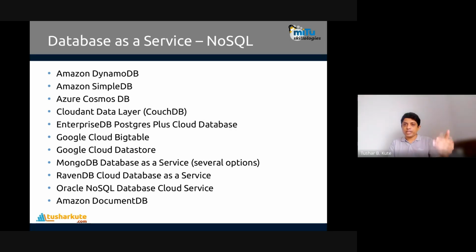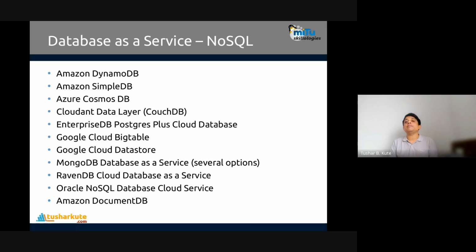Fine. So you can see the names: Amazon DynamoDB, Amazon SimpleDB, Azure Cosmos DB, Google Cloud Bigtable, Data Store. All of them come under the database as a service category. Amazon DocumentDB is also there. Service means their cloud databases are present. Cloud means they are available online. We don't have to download them. You can install, use, and connect to them only online. Okay, this is what the current scenario is.